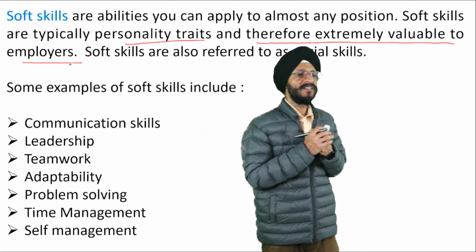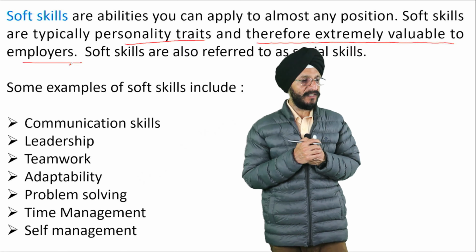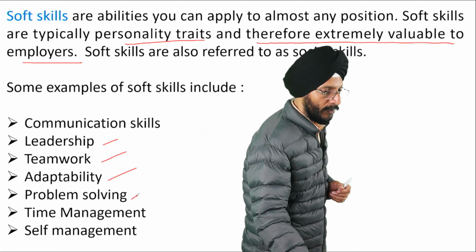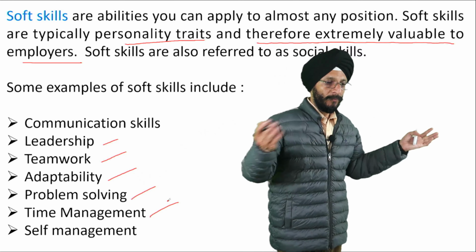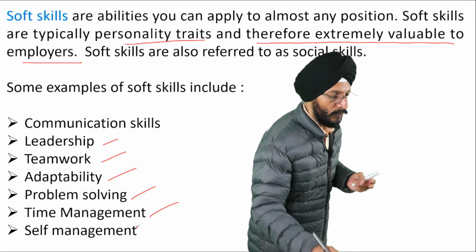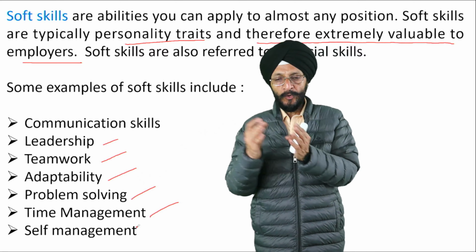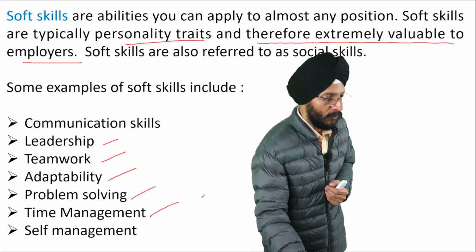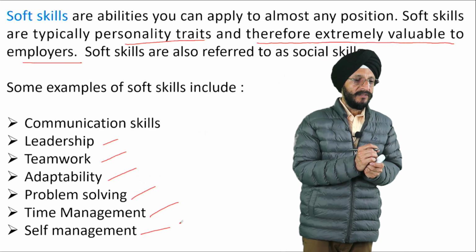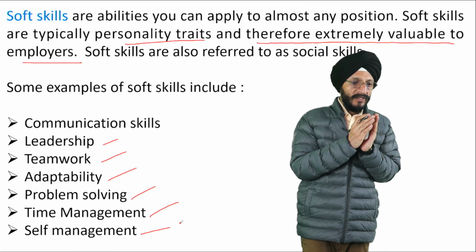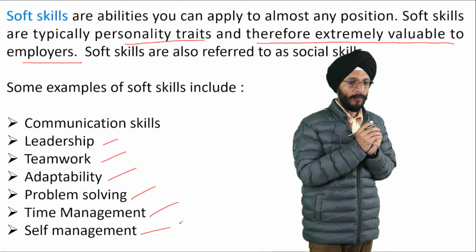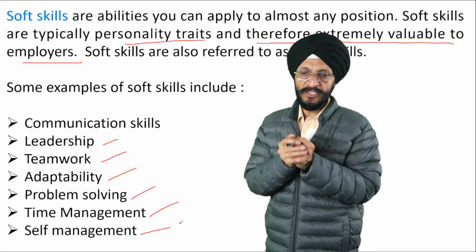Soft skills are also known as social skills. Some examples of soft skills are communication skills, leadership, teamwork, adaptability, problem solving, time management, how to manage the different jobs, how to give time as you have a lot of work to do before you, how to manage yourself, self management. These are all soft skills which you require or which may help you in performing your job, whether you are holding any technical position or a normal position.